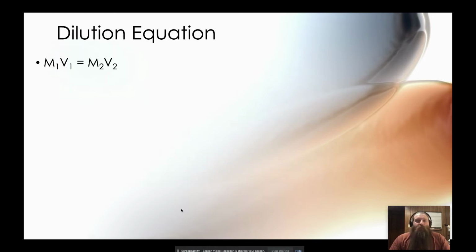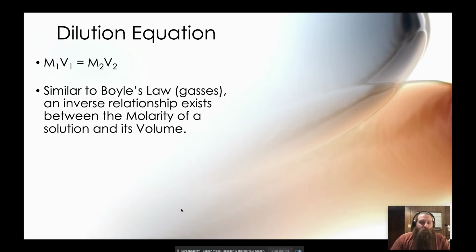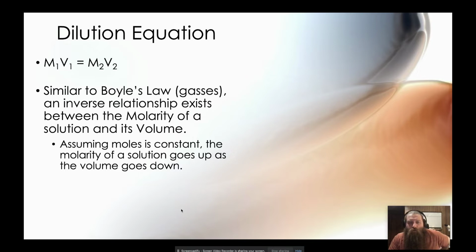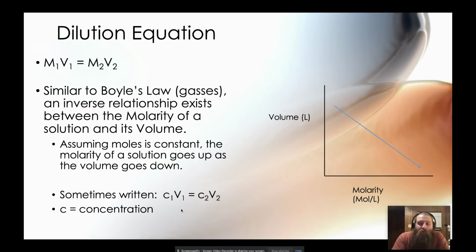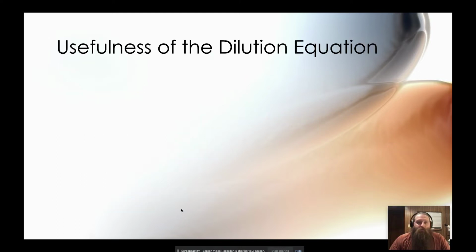Now, in order to dilute something, we need to know the dilution equation. And it is M1V1 equals M2V2. You probably remember P1V1 equals P2V2, the exact same idea here. There is an inverse relationship between molarity and volume. So this is obviously very similar to Boyle's law. Now, if we assume that the moles are constant, the molarity of a solution will go up as the volume goes down. This is the graph, right? Pretty simple stuff. Sometimes we write it C1V1 equals C2V2, where C stands for concentration. It means the exact same thing.